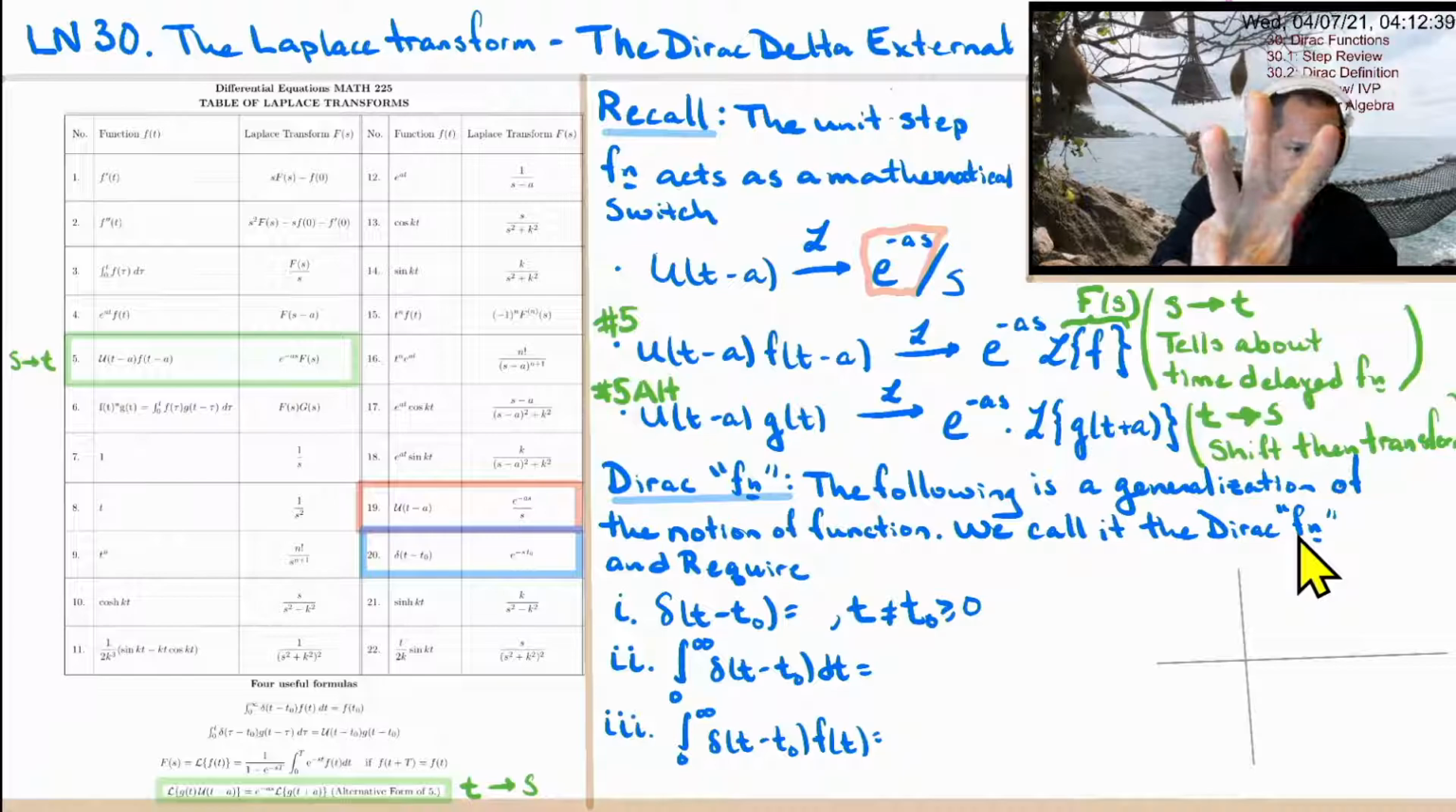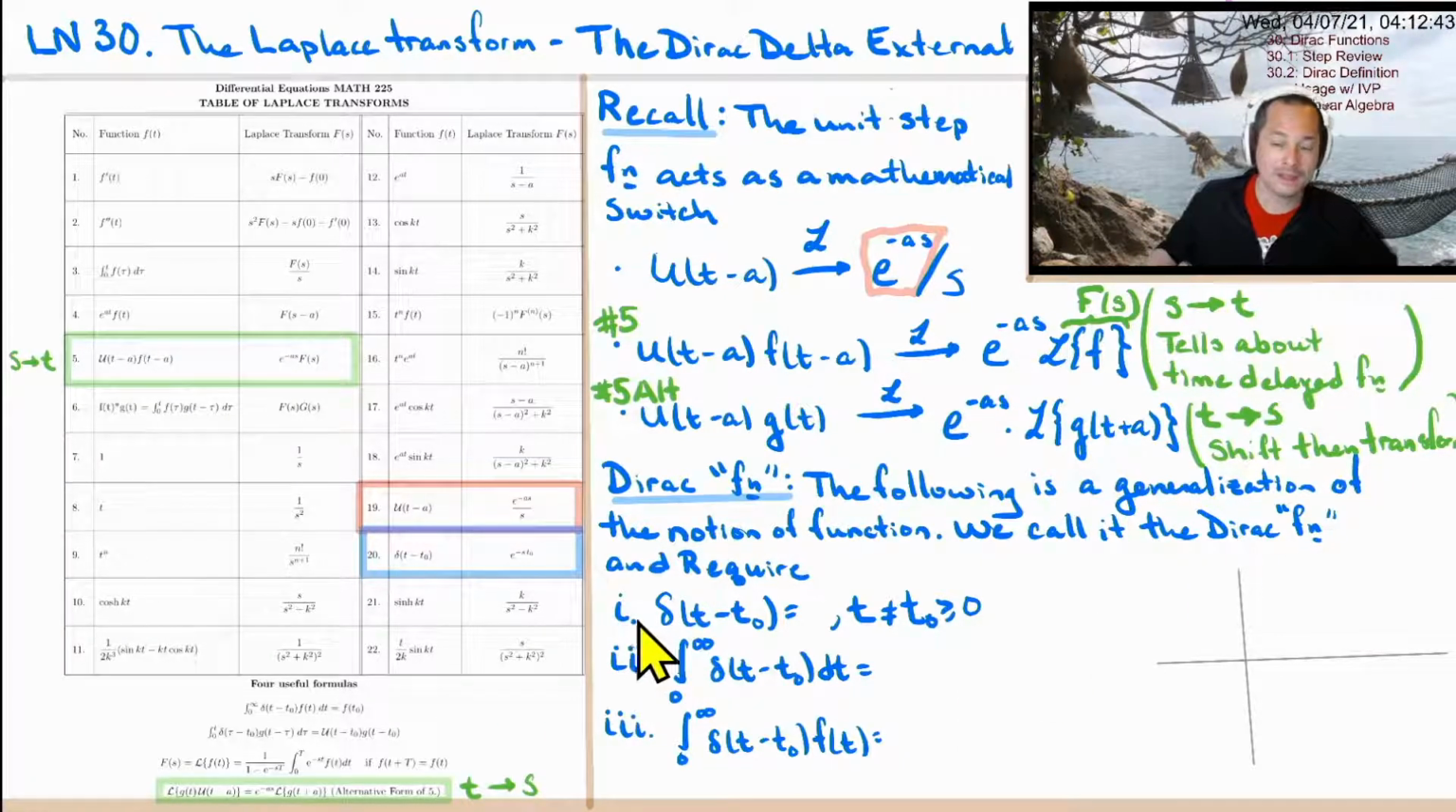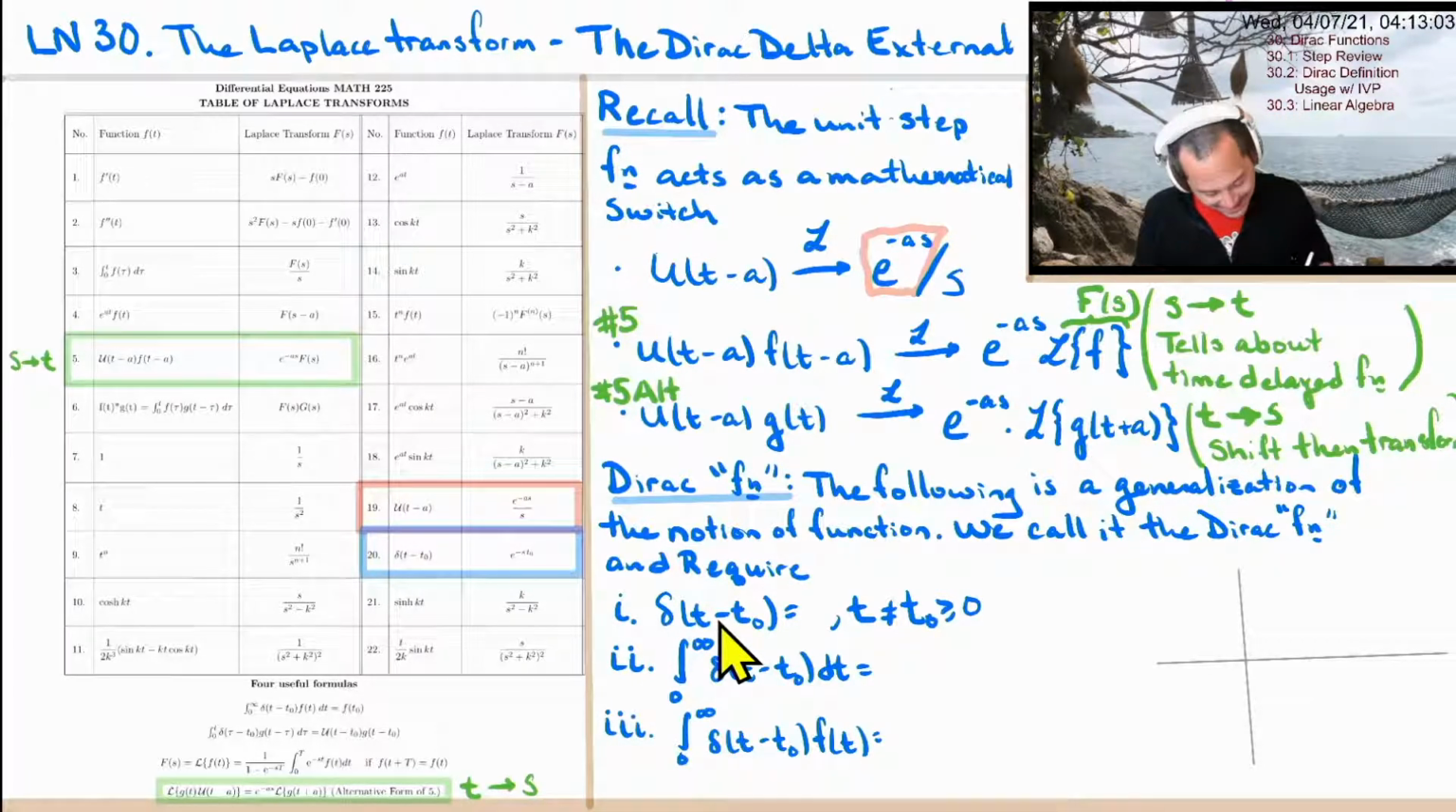These are the 3 things that we will require. Thing 1, delta is going to be the name of the function, just like u is the name of the step function. Delta here is the name, and it's going to be t minus t naught. T naught plays the same role as a and allows me to shift this thing horizontally in time. Well, what is this thing? This thing is the number 0 whenever t is not equal to t naught.